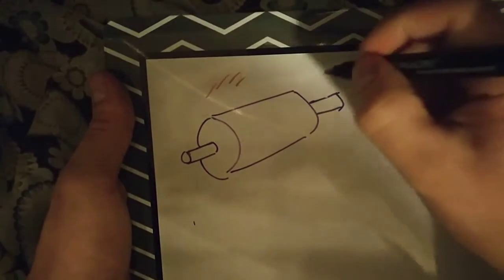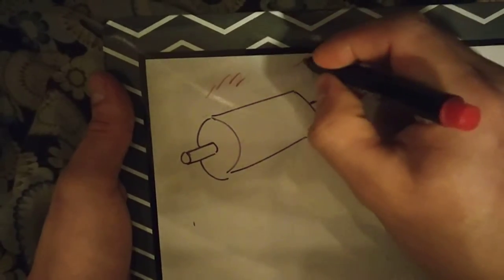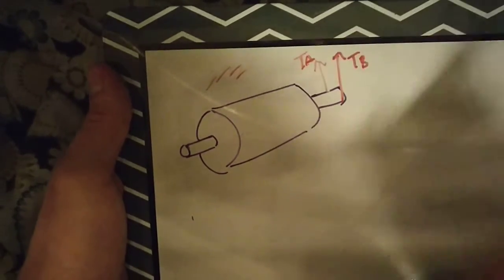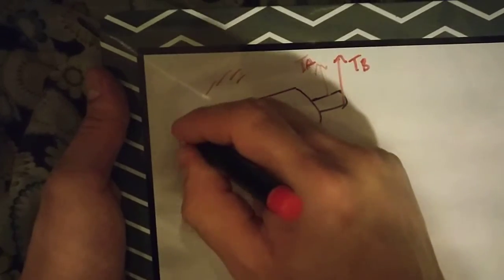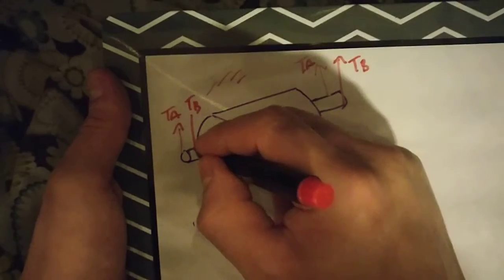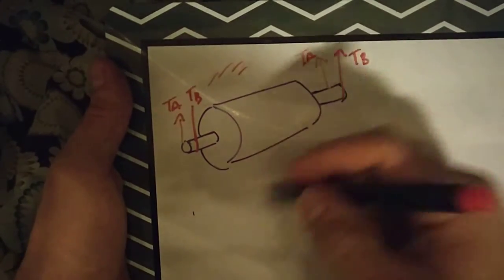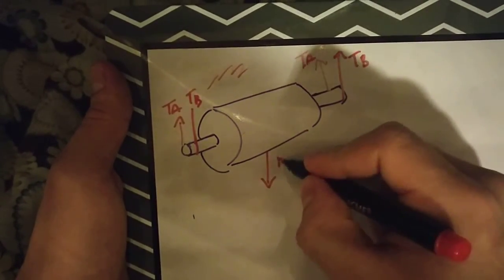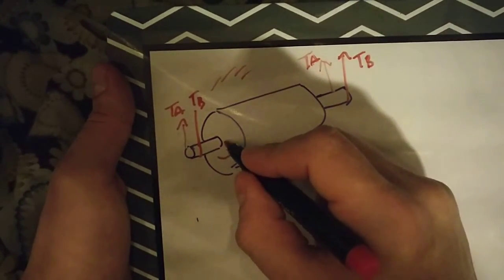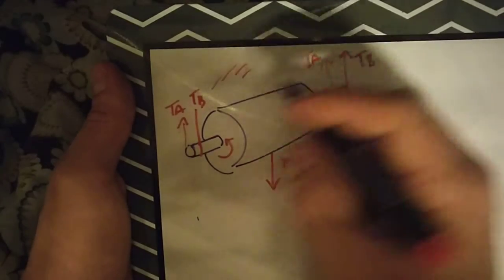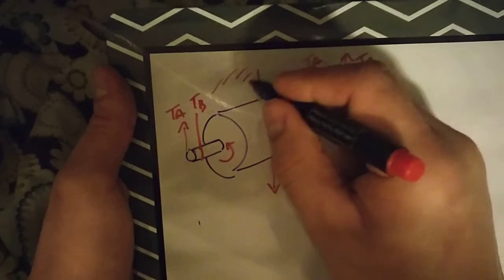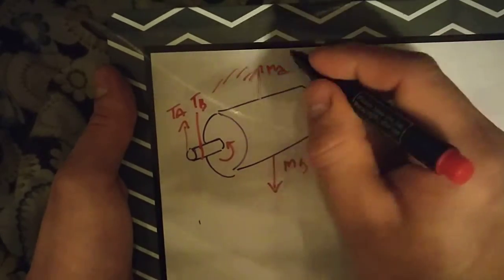Some cables. This is TA. This is TB. TA, tension A, and tension at B. That rope wraps around. And here we're going to have the wonderful mg, and here we are going to have our moment of inertia, because we will have a mass times acceleration.